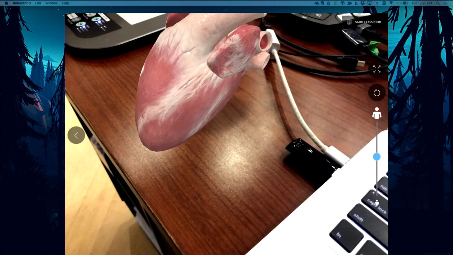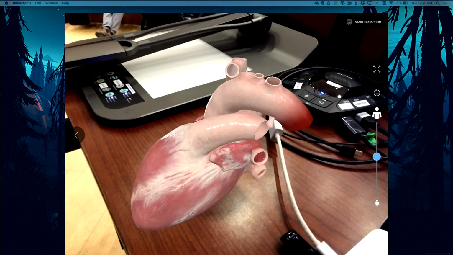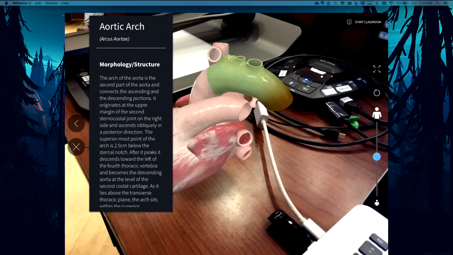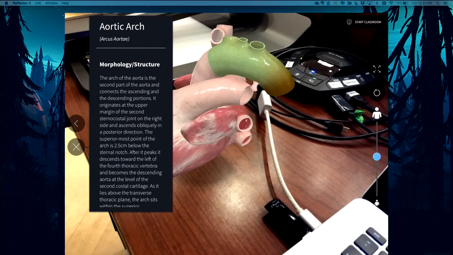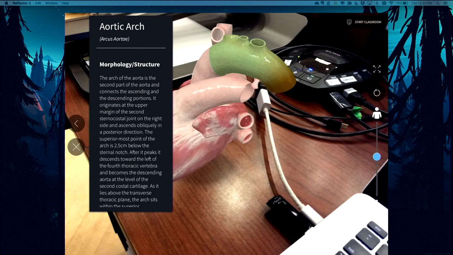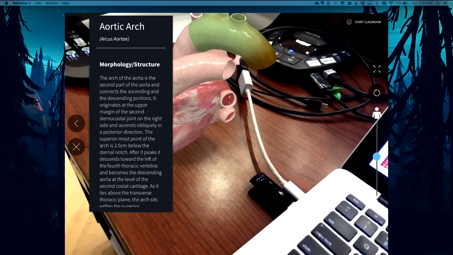I want you to think of blood coming out of the aorta right here, dumping on the table. It's not going anywhere. There is a cardiac output, but that doesn't result in flow.